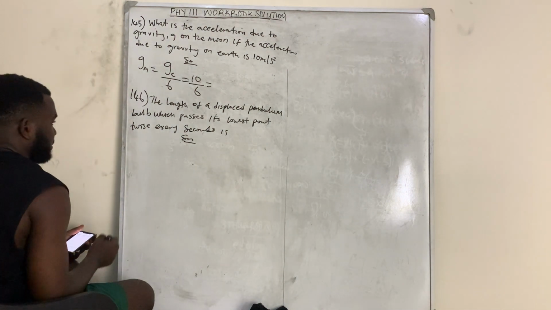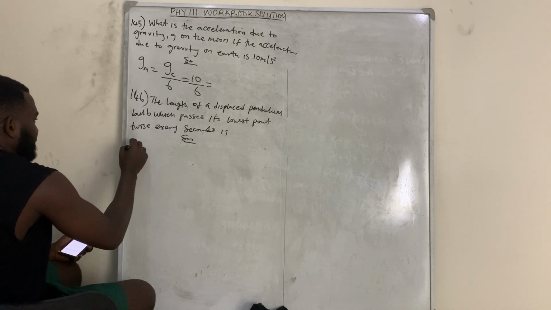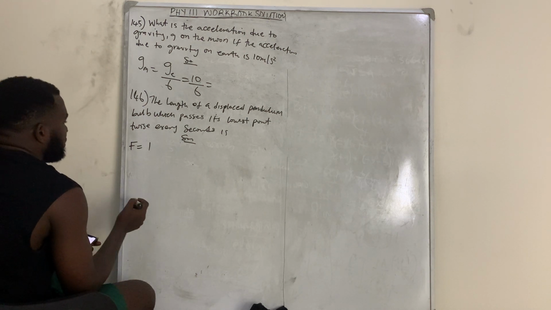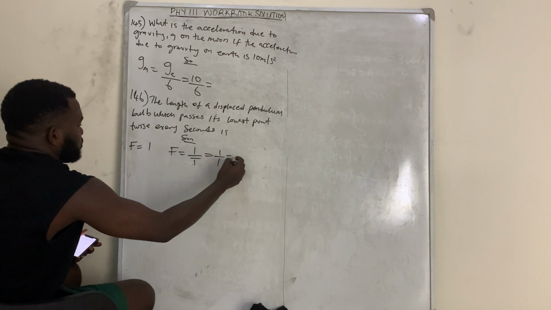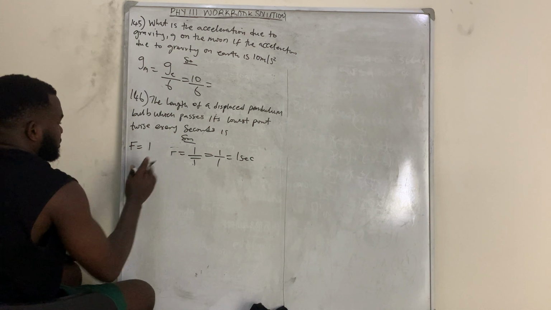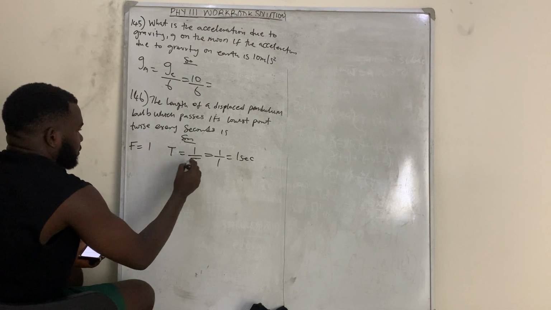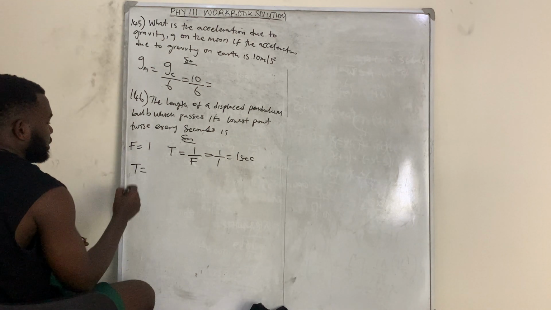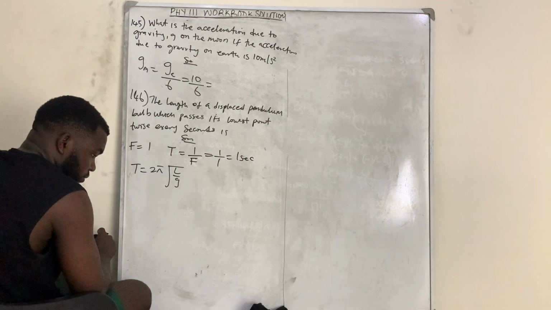We should know that since it passes its lowest point twice, it means that the frequency is 1. But I know that frequency is 1 over period, which is 1 over 1, which is 1 second. So the time period is equal to 1 over frequency, which is 1 second. But I know that the period of oscillation is given by 2 pi the square root of L over g. Is it not true? So don't forget this formula.